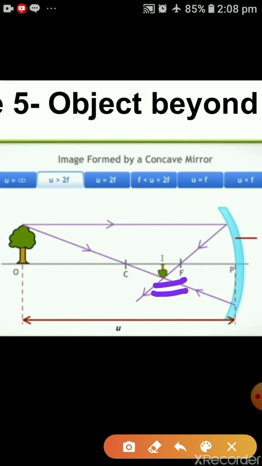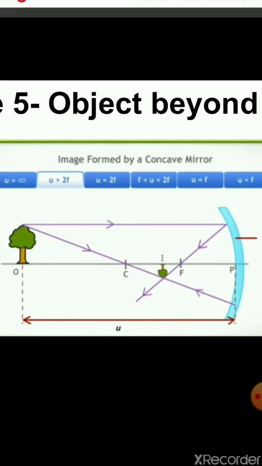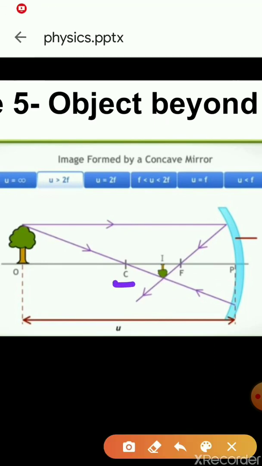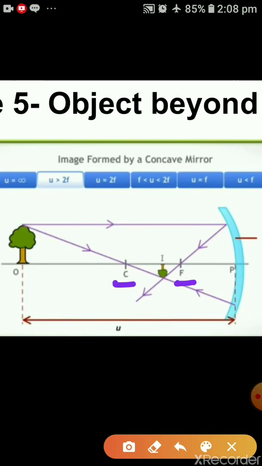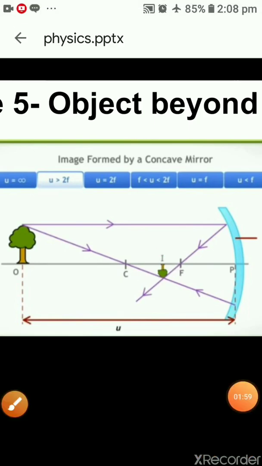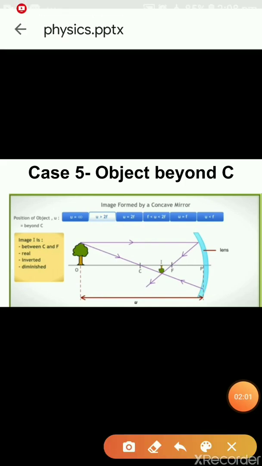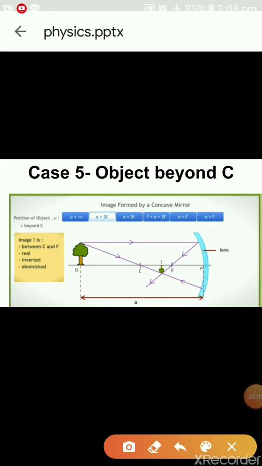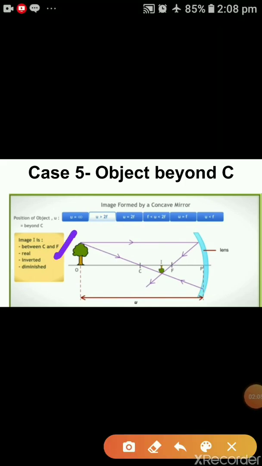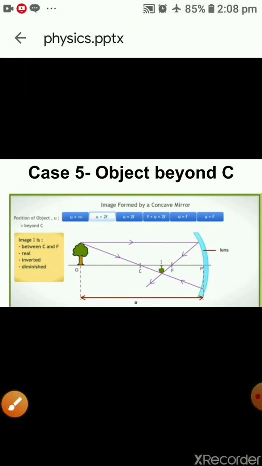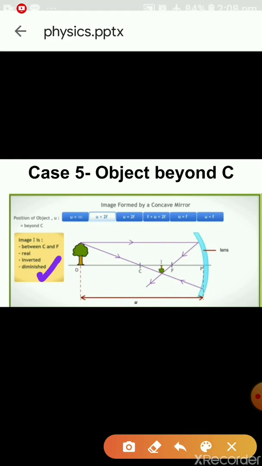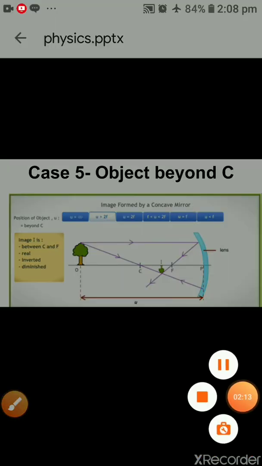And position: at what position is the image forming? You can see clearly we have two points C and F, and in between C and F we have our image. So here the three points will be: the position of the image is between C and F, nature is real and inverted, and size is diminished. So in this way you can write it down.